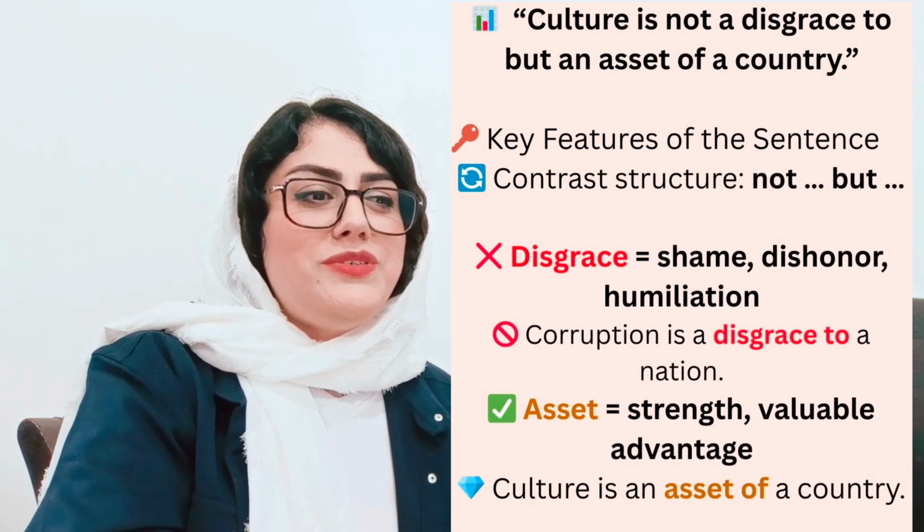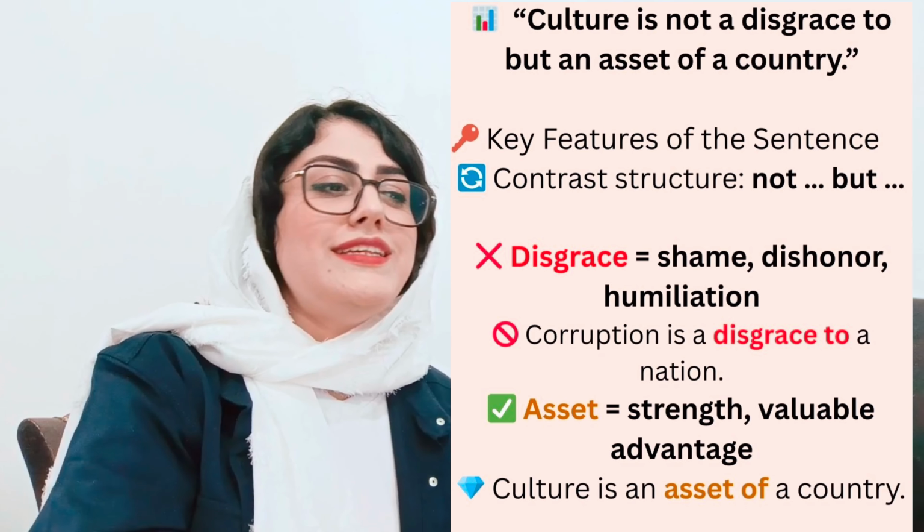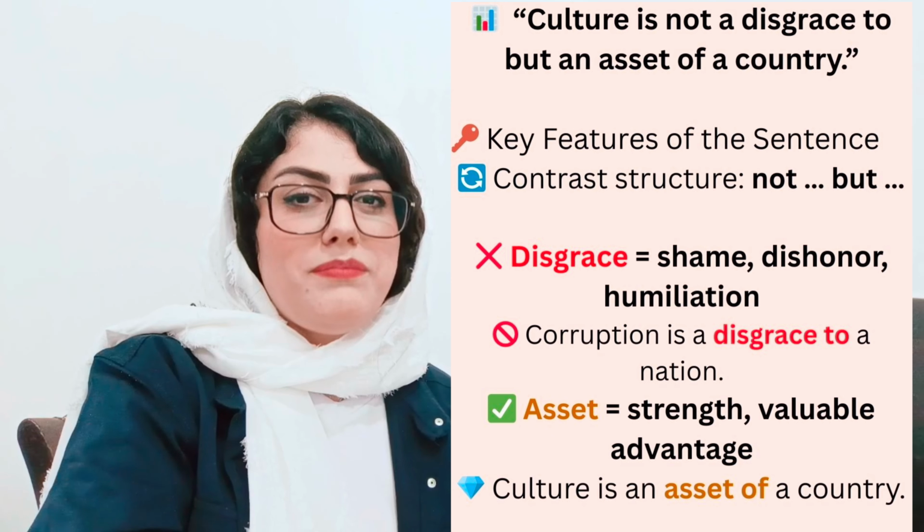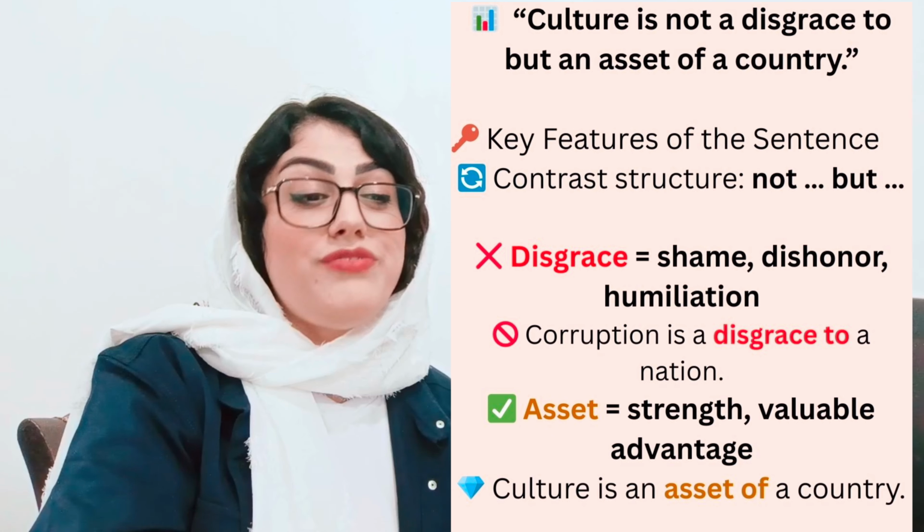Would you ever call your culture a disgrace? Of course not. So why did the writer choose this word? Let's find out. Now look at the beautiful sentence. Culture is not a disgrace, but an asset of a country.